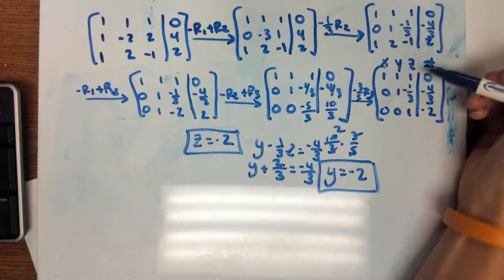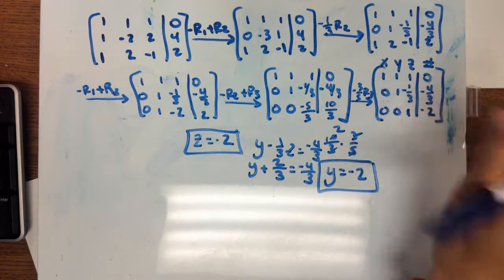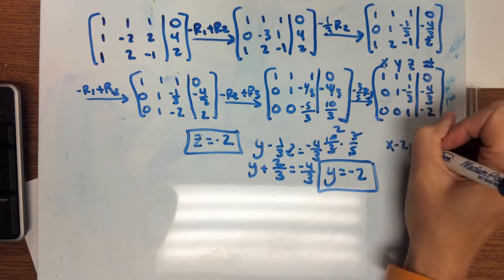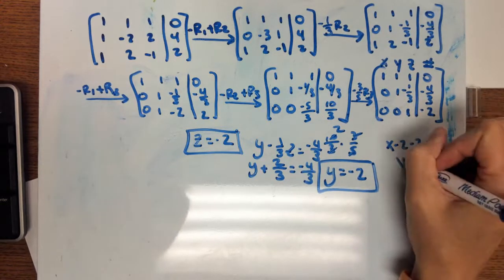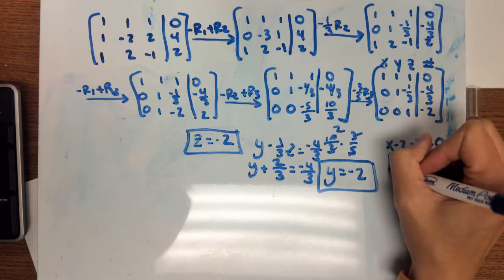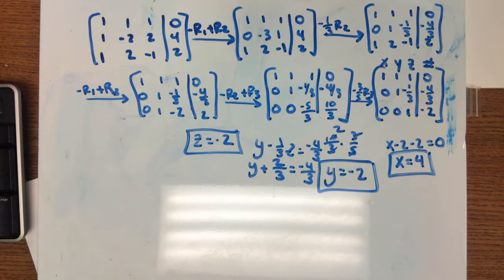And then I can go back up here. I have x plus y plus z equals 0. x minus 2 equals 0. So x has to equal 4. And we've got my system.